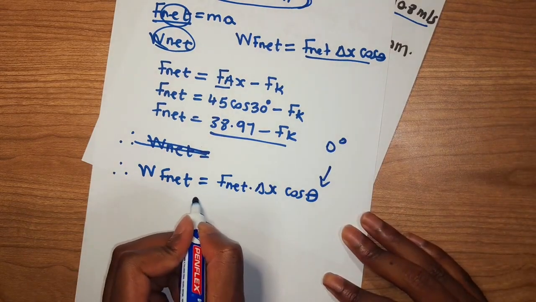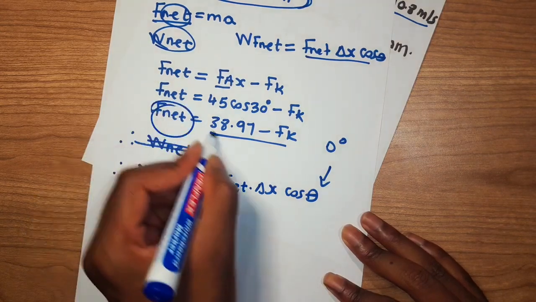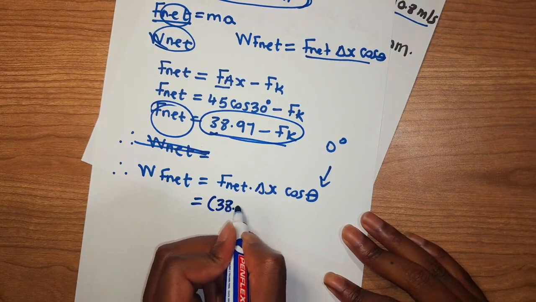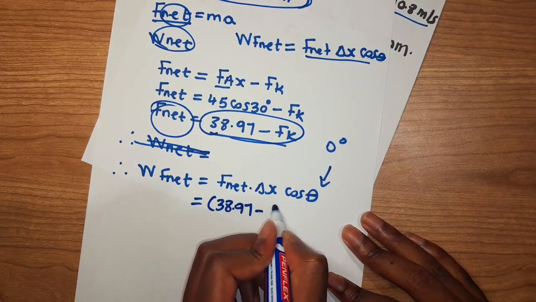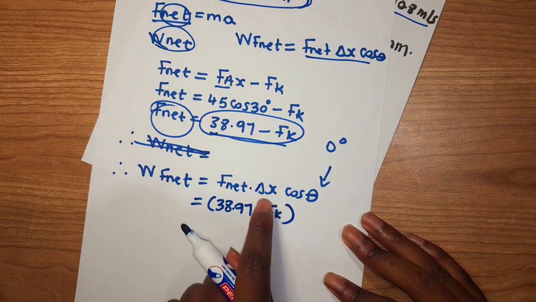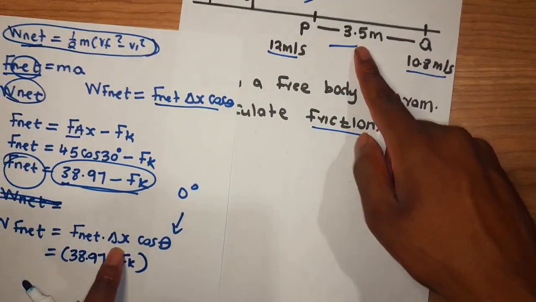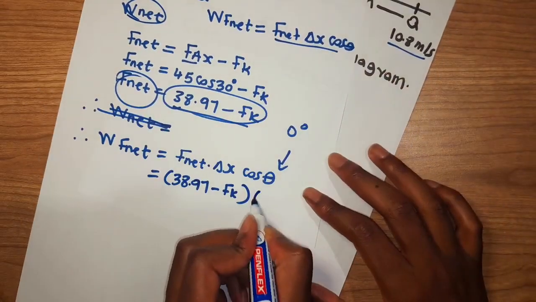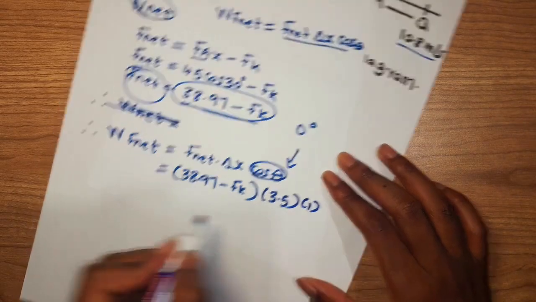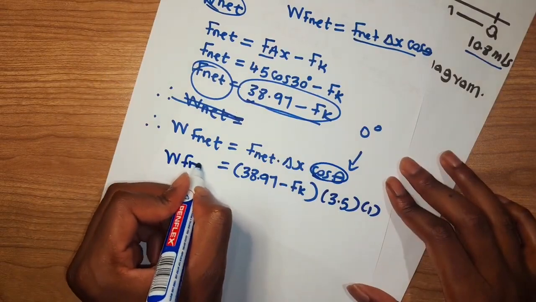So what is your F net? This is your F net, isn't it? This is the value of your F net. F net is 38.97 minus frictional force. And what is your change in X? It is going to be 3.5. And the cos of 0 is the same thing as 1. This is your work done by F net.